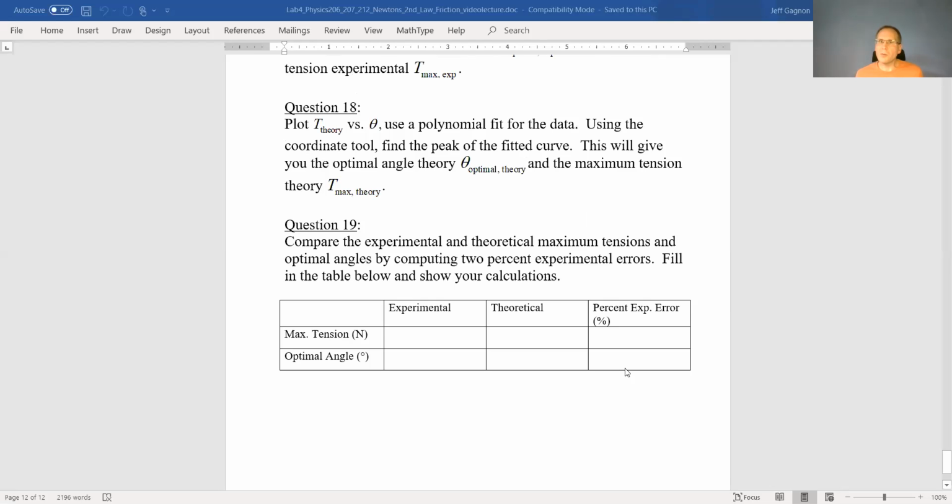All right, so that's it for this particular lab. And next time for lab 5, we will actually be looking at different things. So Physics 212 will be looking at work and energy, and the other classes will be looking at torques. Okay, great.